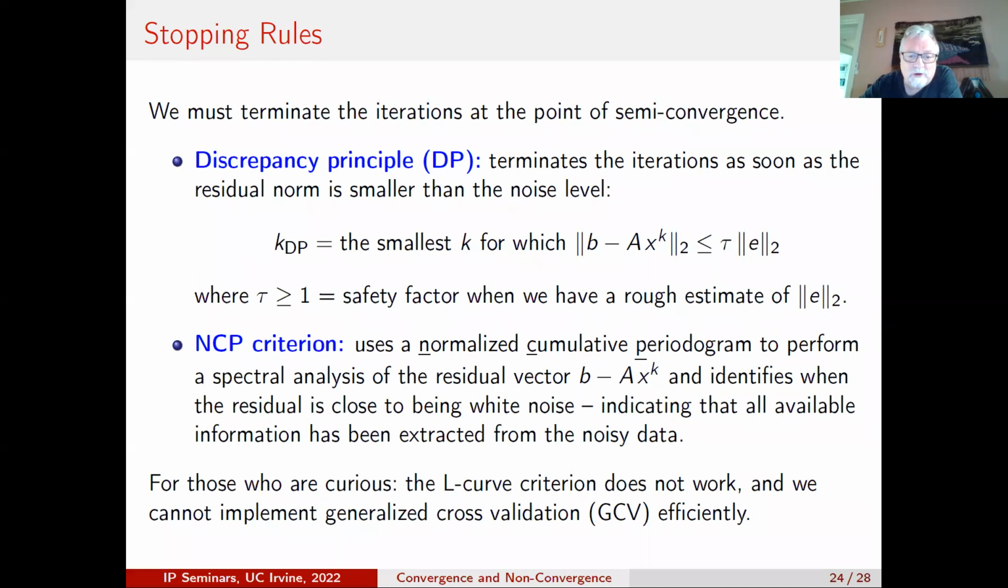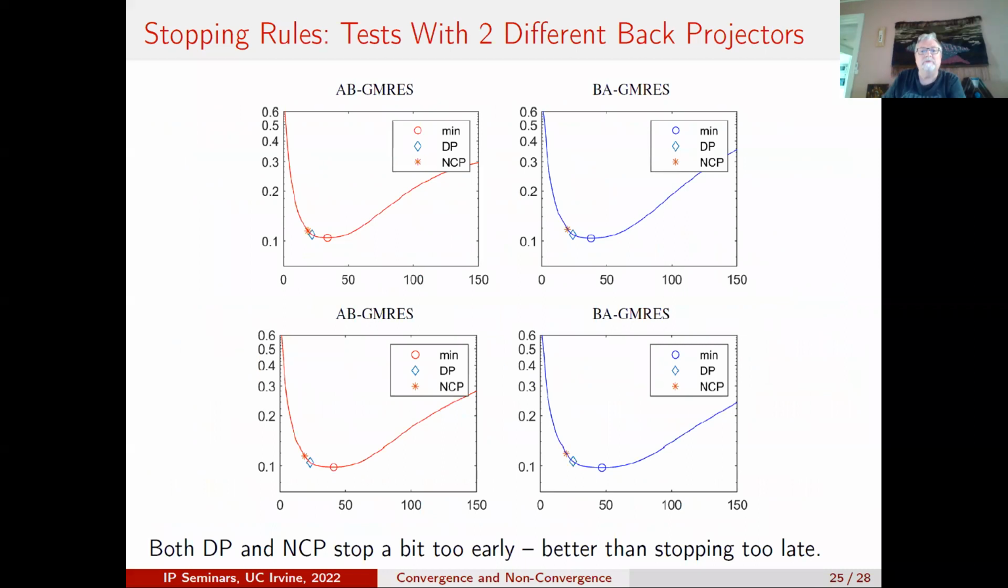And just in case you are curious about other methods, well, the L-curve method doesn't work for these problems. I don't know why. It just refuses to work. And then there's a great method, generalized cross-validation, that very often works well, but we couldn't find a way of implementing GCV efficiently for these iterative methods. But anyway, let me show you some results.